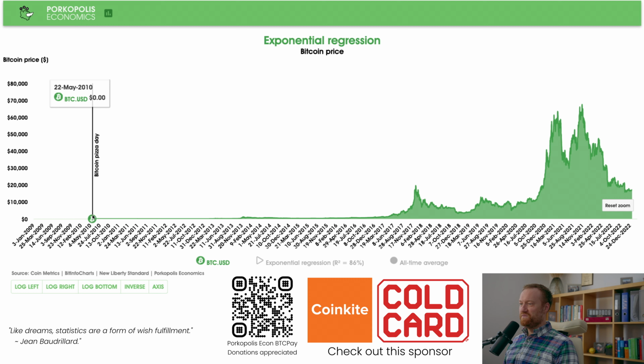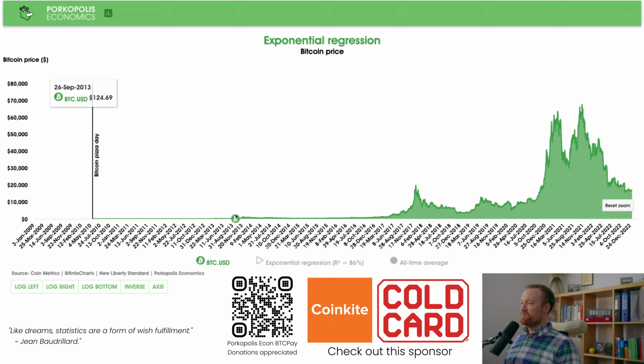22nd, 2010, when our friend Laszlo made the first recognized transaction, although there were certainly barter transactions before that: 10,000 Bitcoins for 2 pizzas. About 0.4 cents per Bitcoin price.